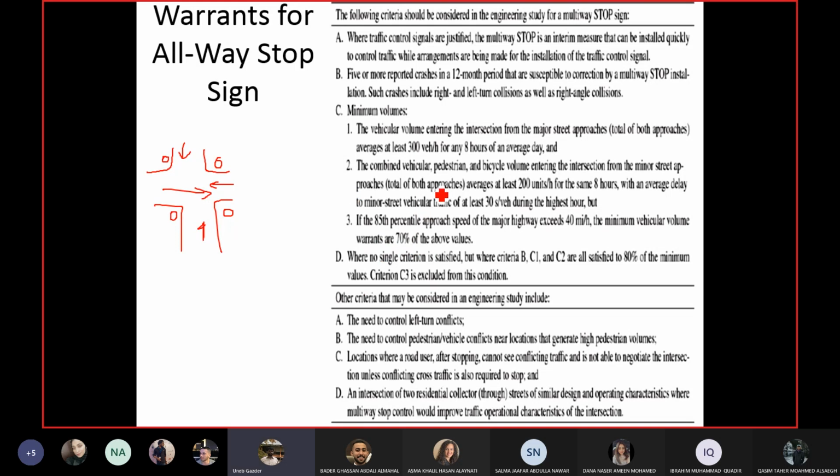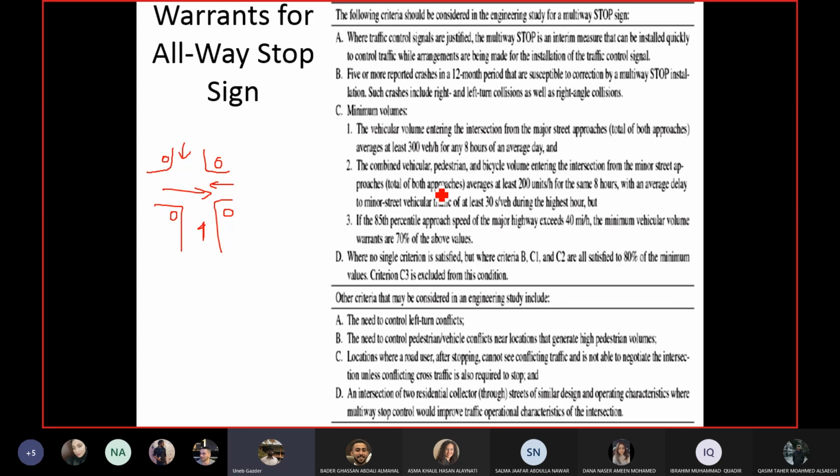Okay, so let me summarize it. You have 3 conditions. If you fulfill any of these three conditions, you provide a multi-way stop sign. The first condition is if you are going to put a signal there in future, but for the time being you want to make it work with the multi-way stop sign, that is fine. This condition is something separate. Then we have two more conditions: one is related to crashes, the other one is related to volumes.